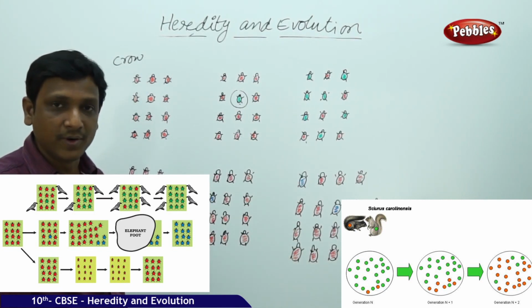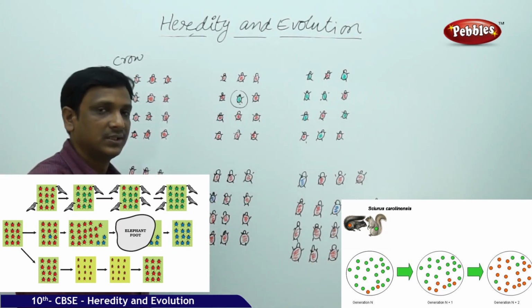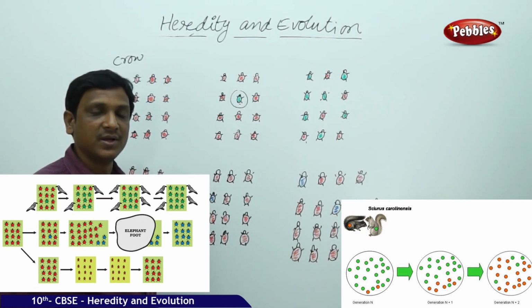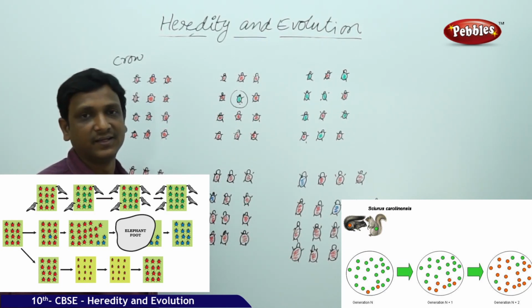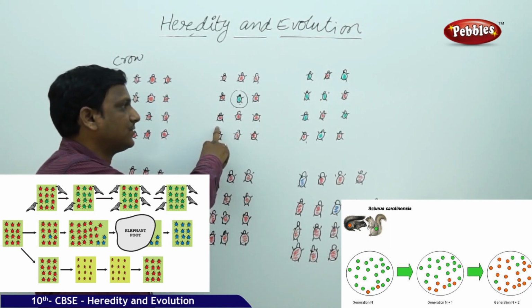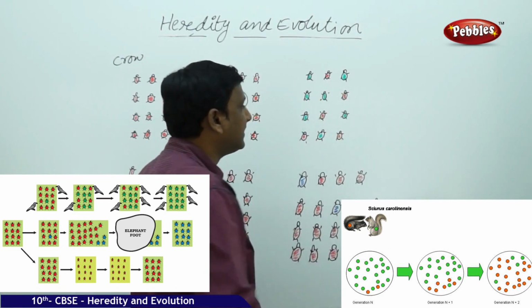So the green beetle population is increasing because crows are not eating them. Why are the green beetles not being eaten by the crows? Because the green beetles are not identified, as they are green in color. The crows are identifying red. So gradually the population of red beetles decreases and green beetles increase.